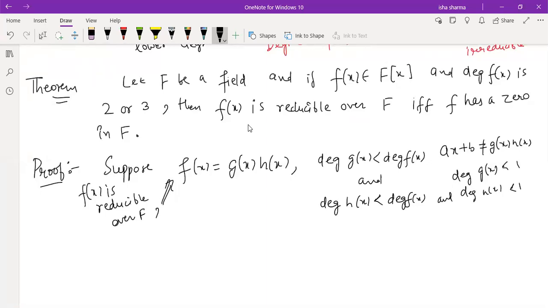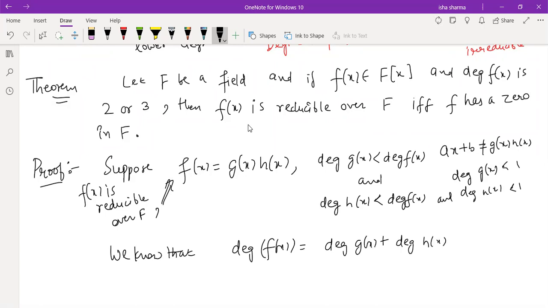Now in general we know that if f is g into h, the degree of f(x) is going to be the sum of the degrees. We have used this result many times. Whenever we have a product of two polynomials, the total degree is just the sum of the individual degrees, right? If you multiply a quadratic polynomial with a cubic polynomial, the resulting polynomial will have degree 5, that is 2 plus 3. Because we are in a field, the leading term will not become 0, because there are no zero divisors in a field, right? So that's why it's always going to be equal, because we are in a field. So degree of f(x) is the same as degree of g(x) plus degree of h(x).